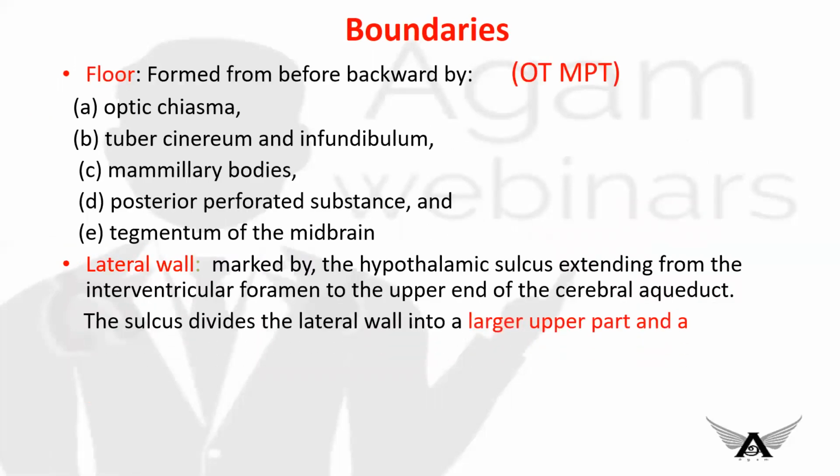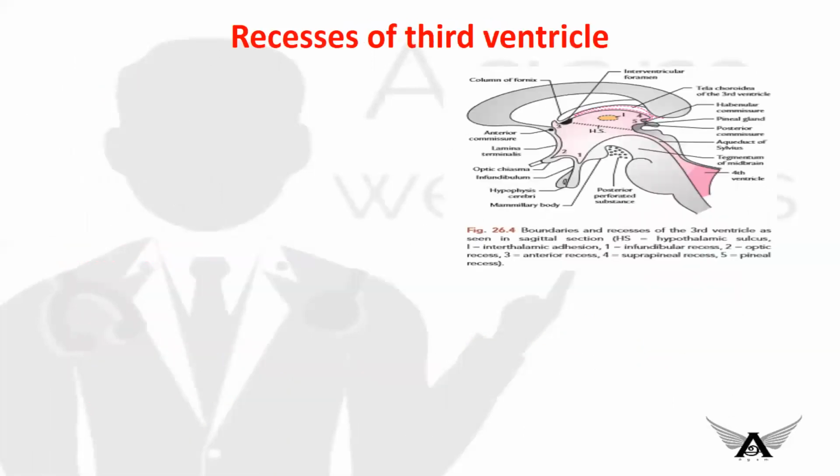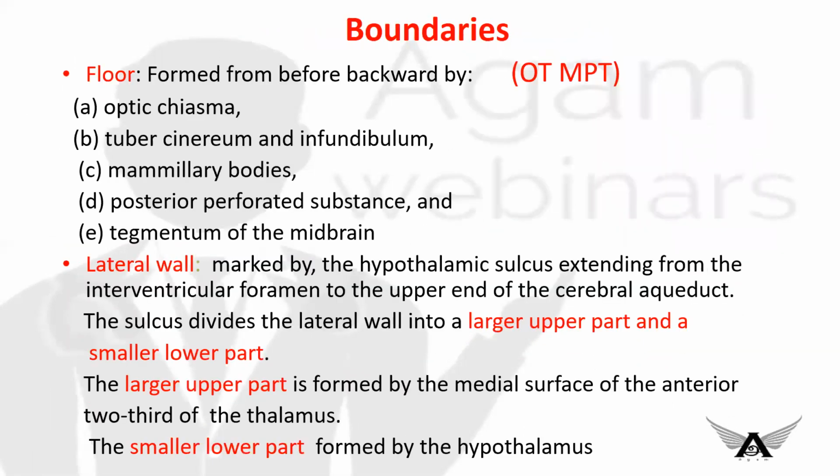And the lateral wall of the third ventricle is marked by the hypothalamic sulcus. The sulcus divides the lateral wall into a large upper part and a small lower part. The larger upper part is formed by the medial surface of the anterior two-thirds of thalamus. So the lateral wall is divided into a large upper part and a smaller lower part by the hypothalamic sulcus. See the sulcus in the hypothalamus.